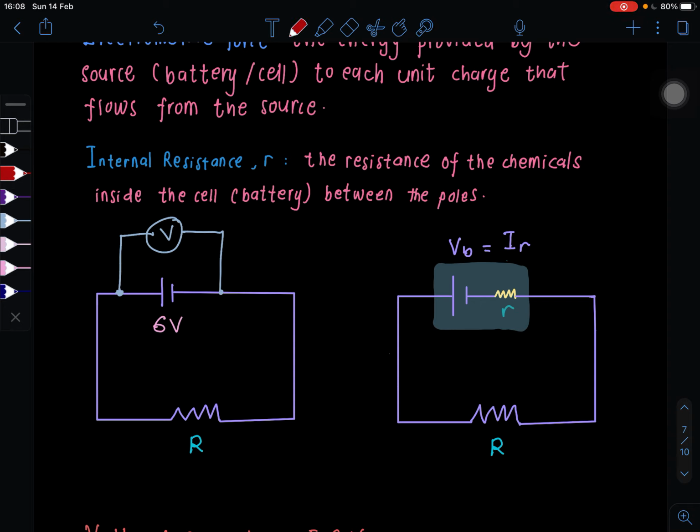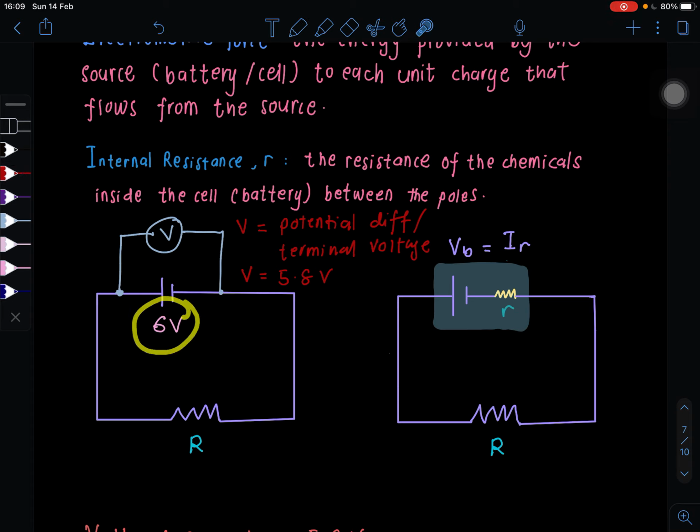So the voltmeter will measure the value of potential difference or terminal voltage. Okay, so we have a 6 volt battery, but when we connect it with the voltmeter, this voltmeter will show a reading of 5.8 volts. Okay, why does this happen? Even though we have a 6 volt battery. So where did the 0.2 volts go?